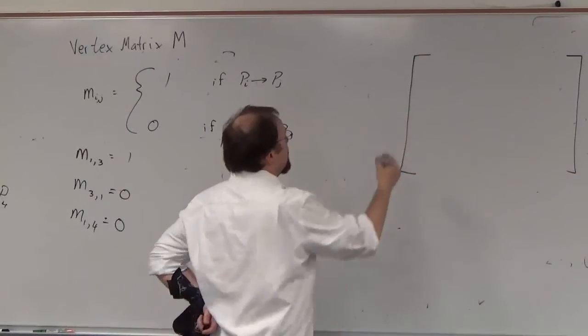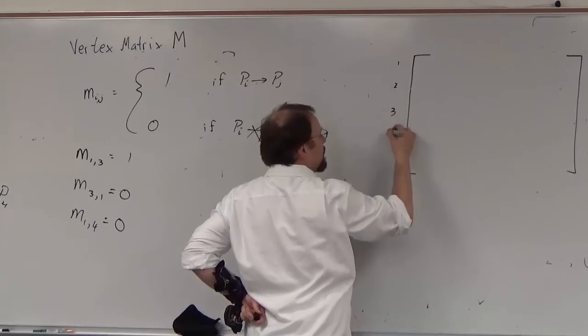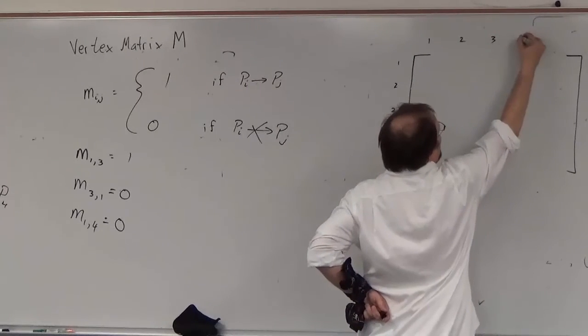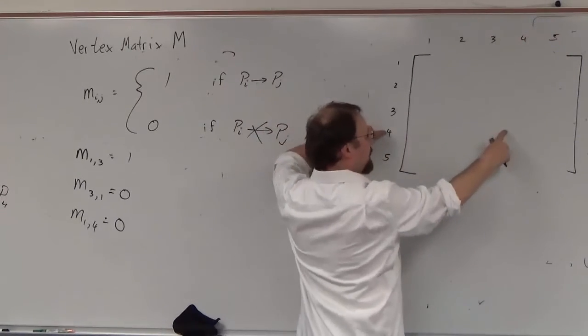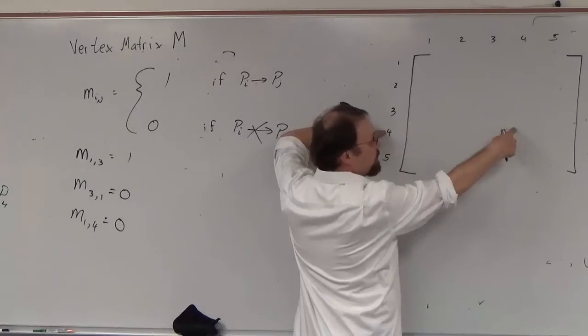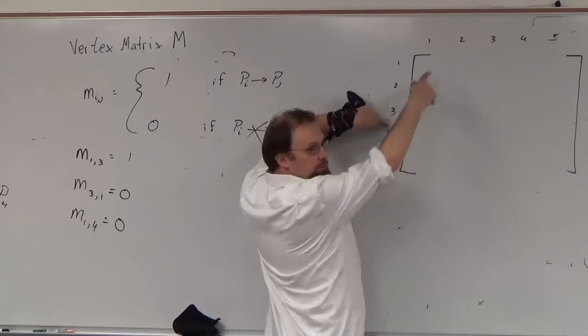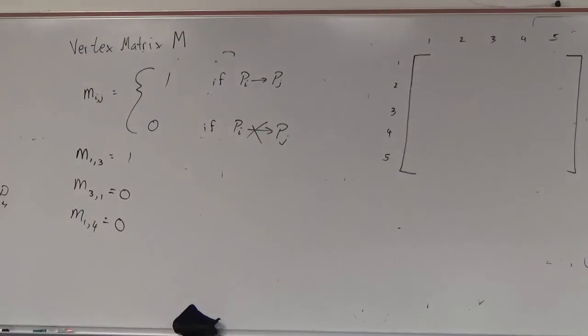Okay, where you have row 1, 2, 3, 4, 5, column 1, 2, 3, 4, 5, right? Because we need to indicate all possible directed edges from one of the 5 vertices to the other vertices. So we should be able to populate this matrix with zeros and ones. I would just start at, say, vertex 1.